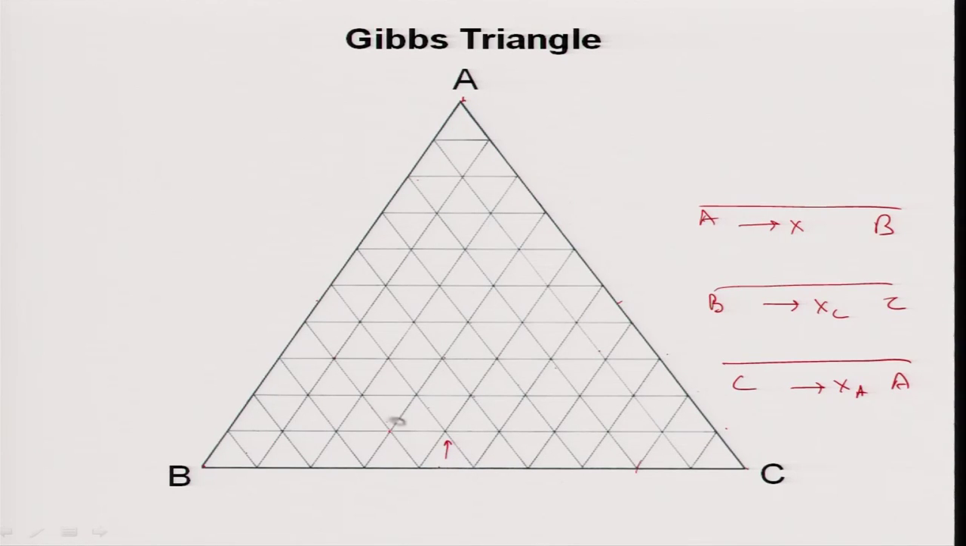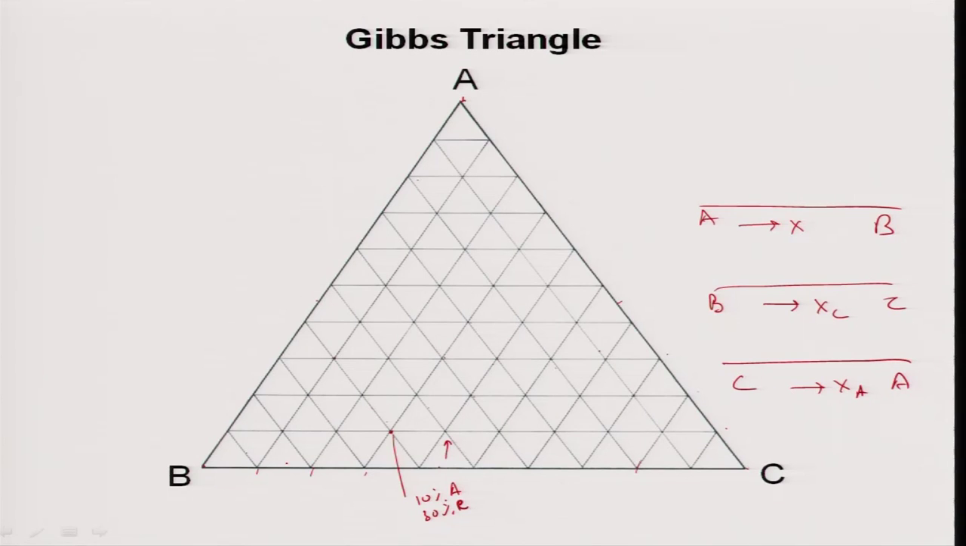So suppose this point, if I want to know the composition of this point, I draw lines parallel to AC, parallel to BC, parallel to AB. If you draw parallel to BC, I see this contains about 10% of A, is it not? This is the 10% line. And then if I draw a parallel line with respect to AB, that will tell me C. C will be how much? 30% C. So this is 10% A, 30% C, and B will be how much?